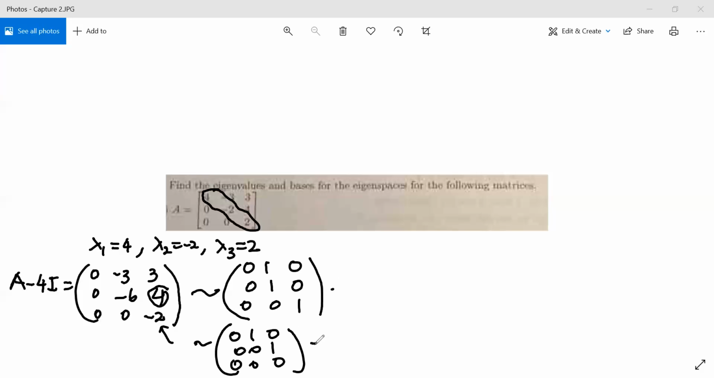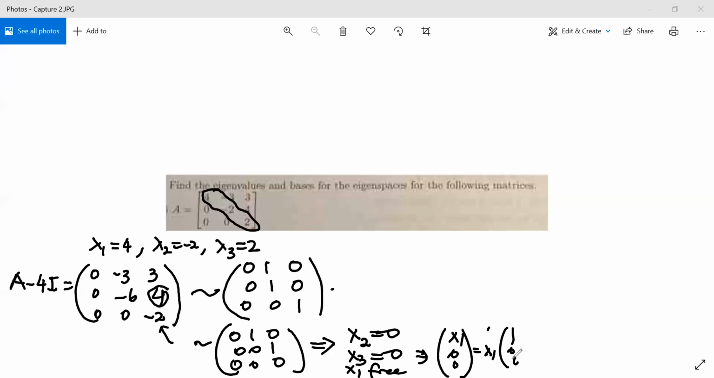Now I can turn this into a system in which the middle one is x2. So x2 equals 0, x3 equals 0, and x1 is free. Therefore, this will give me x1, 0, 0, and that's just going to be x1 times (1, 0, 0). So I got my first vector. So basically now I can conclude this eigenspace corresponding to lambda 1 is just going to be one dimensional. So it's going to be spanned by this single vector.